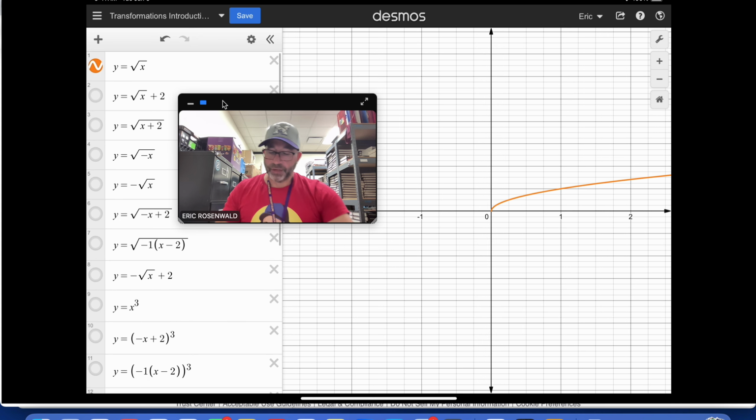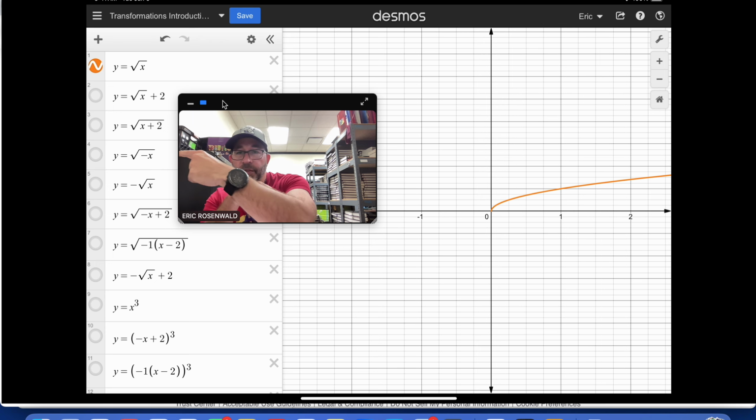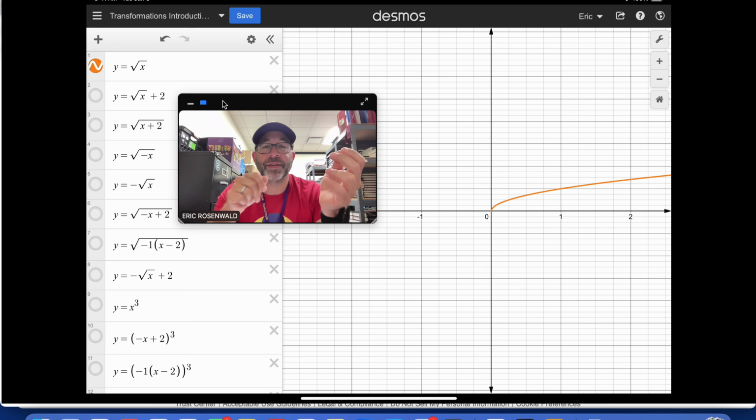All right, let's shift on to our next one here. The next one we're looking at is y is equal to the square root of negative x. So think about what this means. When we have the square root of a negative x, what I'm saying is let's take the opposite x value. And so when we take the opposite x value, whatever value we have on the right side is not going to reflect over to the left side.